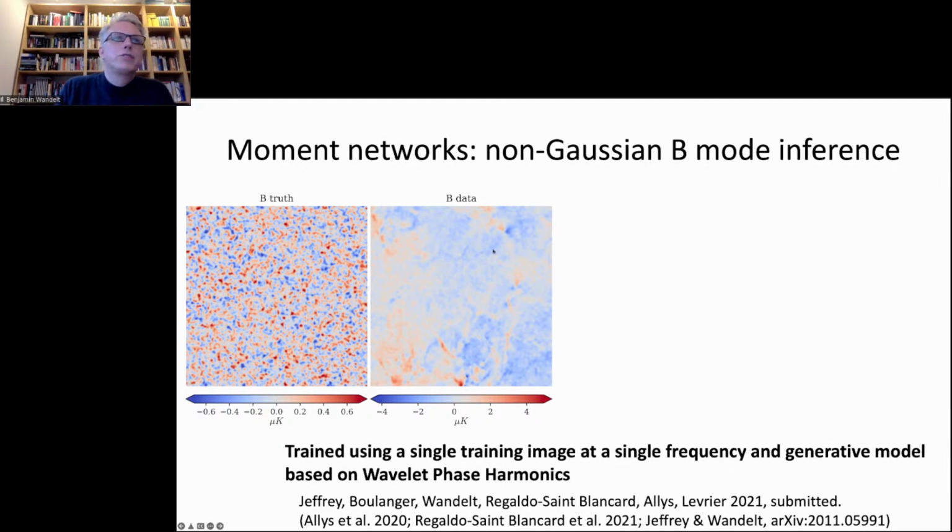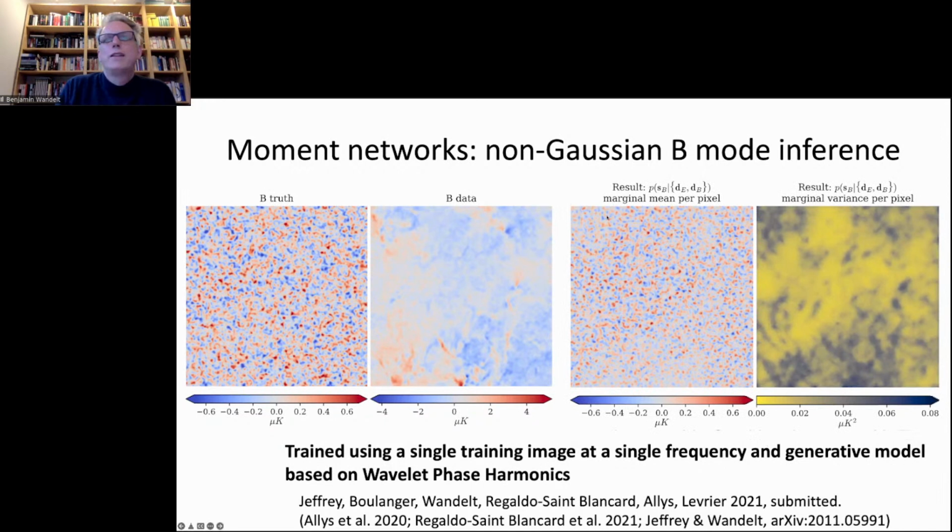So you see, here's the truth, here's the data, and the scale is different because the foregrounds are so large that you don't even see the underlying structure or much of it anymore. Here's a little bit in the cleanest regions. And then it does the reconstruction, and you can see in the highest, most foreground dominated regimes, you get a little bit less amplitude in the reconstruction. In the clean regions, you get large amplitude. Here's the marginal variance per pixel. This network is now trained, and you can stick in data and it will immediately give you the answer.